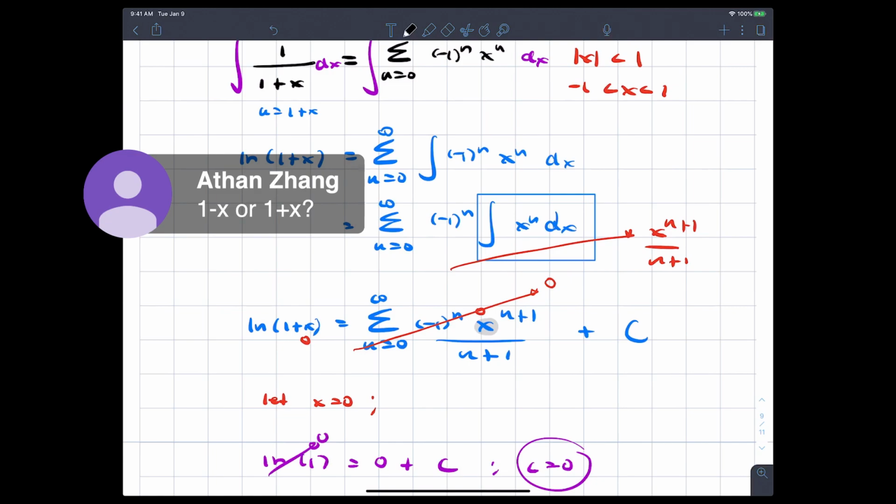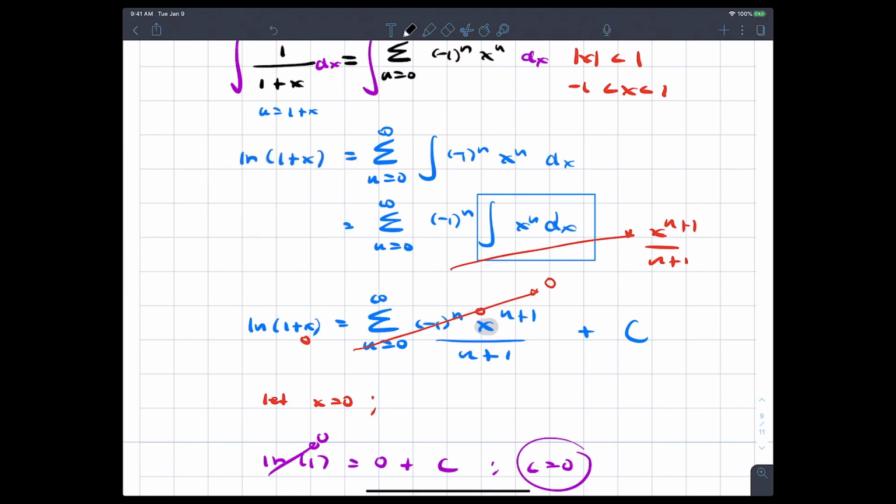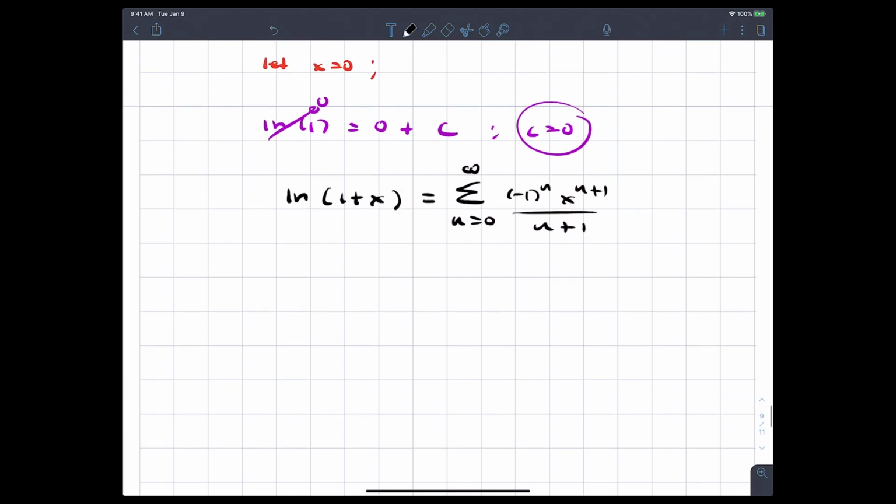So double check my work for the natural log of 1 plus x. My u sub didn't involve a negative 1, and your book has a slightly different version. So that's good. Compare and contrast what this representation is. And let's double check here.